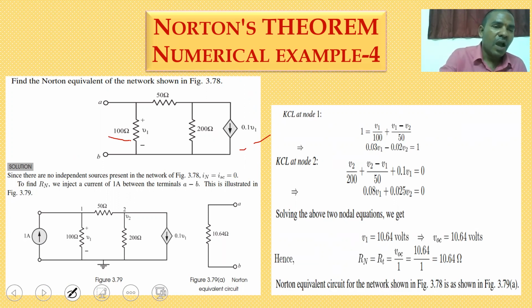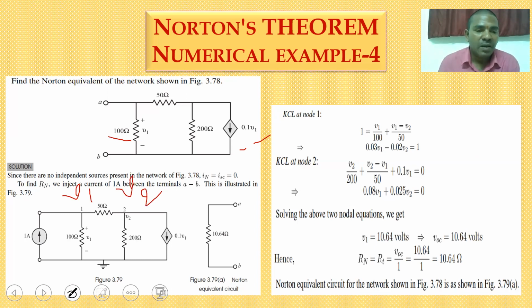you have to assume a 1 ampere current source is connected between the terminals A and B. So by using that, here two currents are there, and two resistors are connected in parallel. Let us assume the first node voltage is V1, the second node voltage is V2. Apply Kirchhoff's current law at node 1. At node 1, you have three currents.